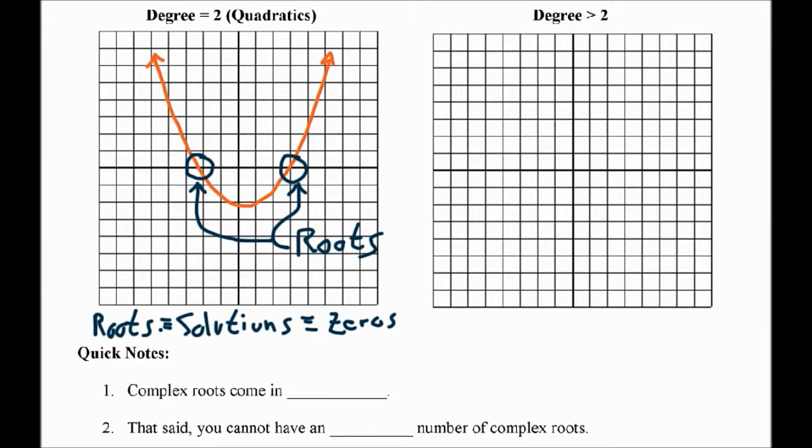So maybe you can go to Desmos if you'd like and plot some random cubic functions, so y equals x cubed or y equals x cubed plus 2x, anything like that that has a degree of 3. And what you should see is something that looks like this.